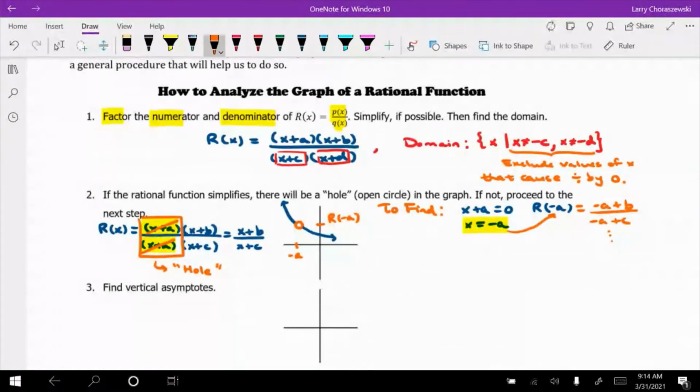And by the way, I did not include examples where we have a hole here, but I will upload kind of like a supplemental video. But I usually don't put rational functions with holes on exams or anything like that. But it is good to be aware of them.